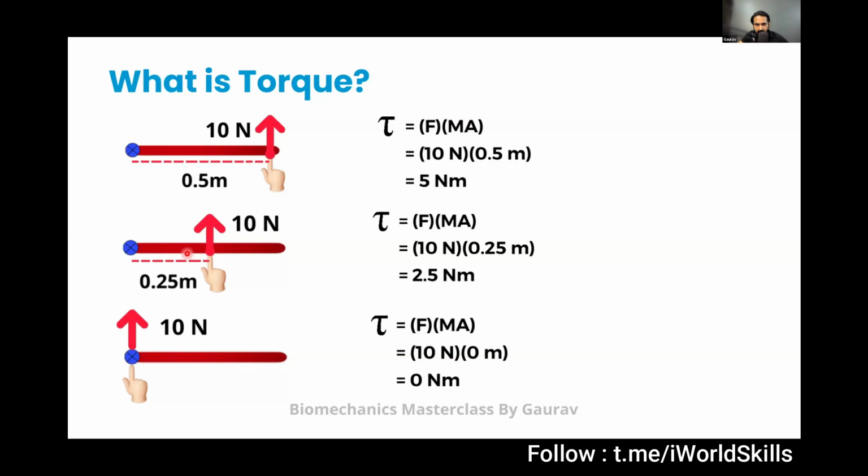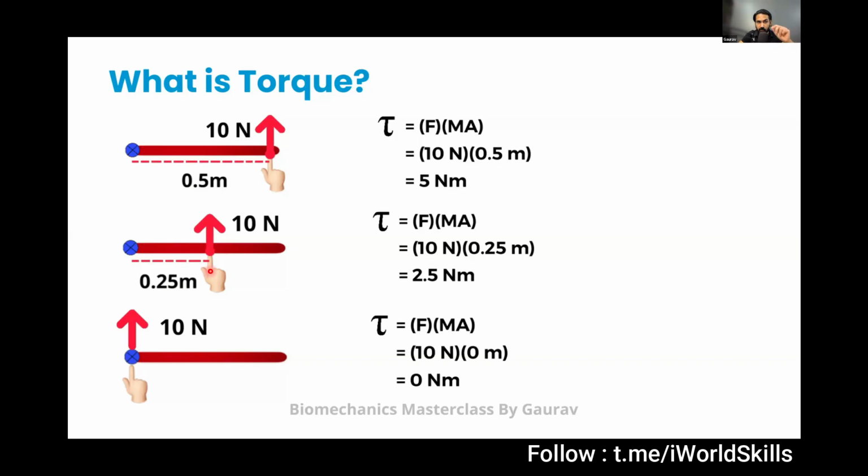Now, the perpendicular distance, or the shortest distance, is shorter as compared to the first example, right? This is the line of force. If the line of force is right in the middle of this object, the moment arm is now going to be half of 0.5 meter, which means 0.25 meter. Correct? Now let's calculate torque for this particular scenario.